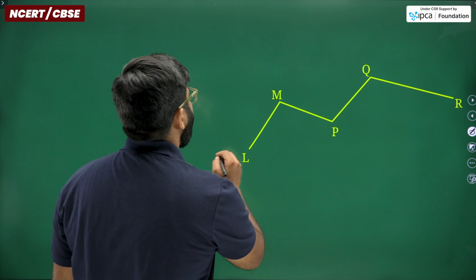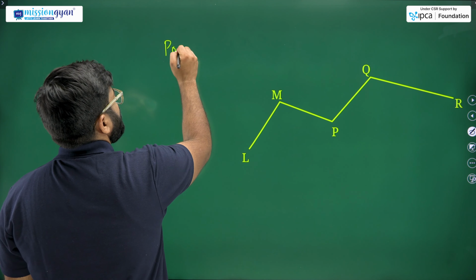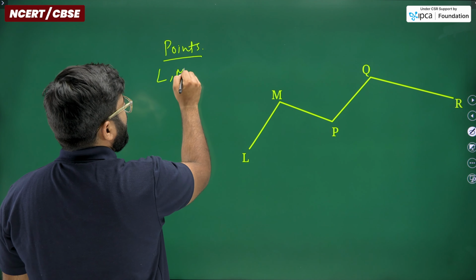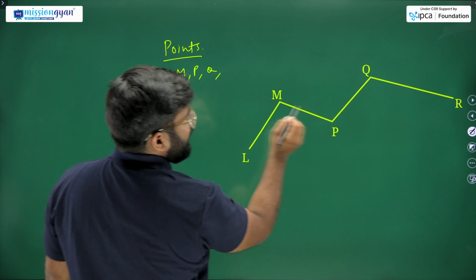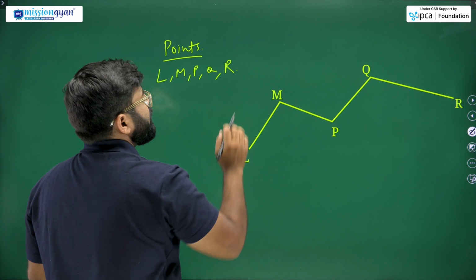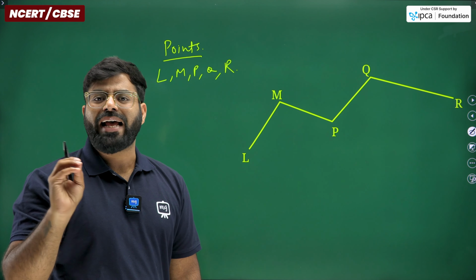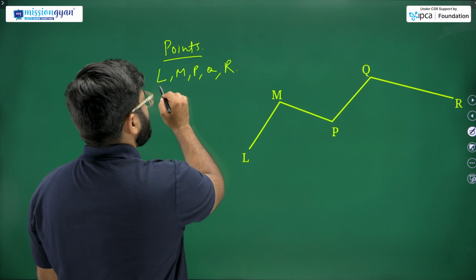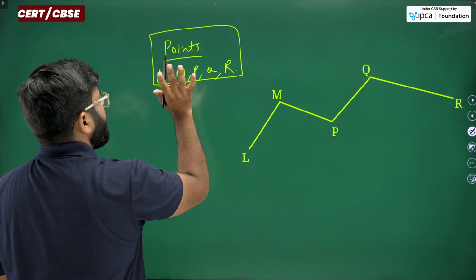First of all, we will see how many points we have. First of all, check the points. We do have points L, M, P, Q and R. Why am I writing this? The question didn't ask me about the points, but I am writing it for your convenience. Is that clear? So we have 5 points on the screen.